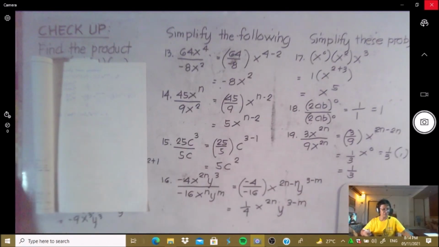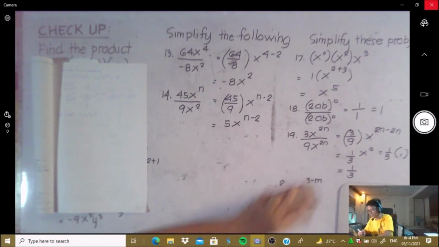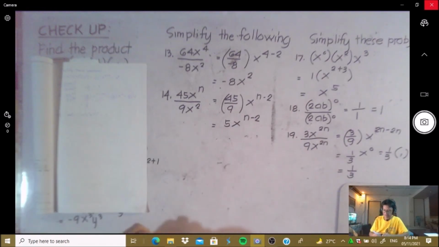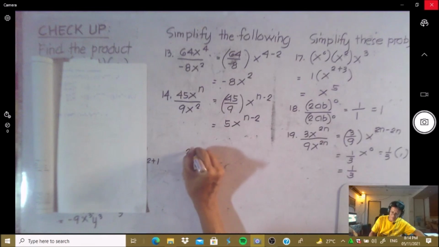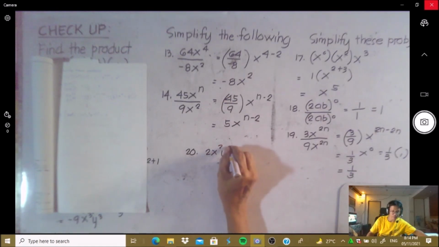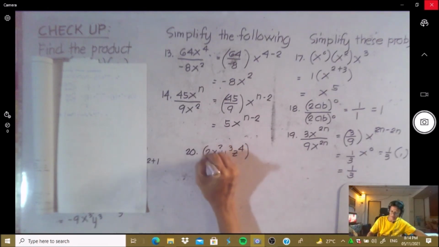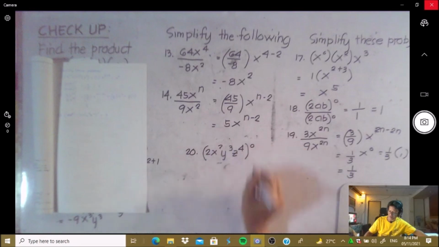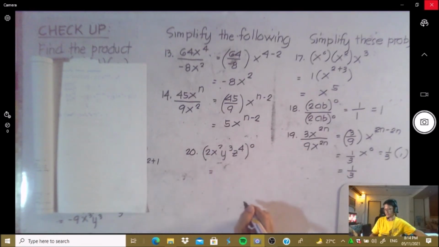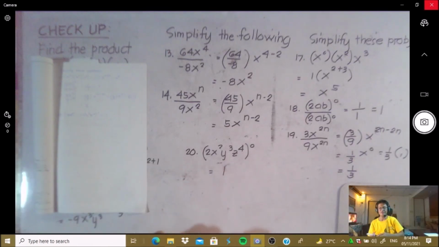Okay? For our last number, that is problem number 20. So we have 2x squared y cubed c raised to 4, in parentheses raised to 0. Okay, again, any number or any term raised to 0 is equal to 1. Therefore, our final answer is 1.